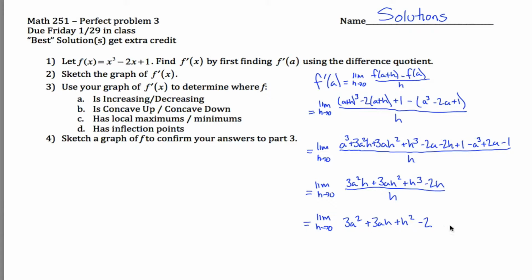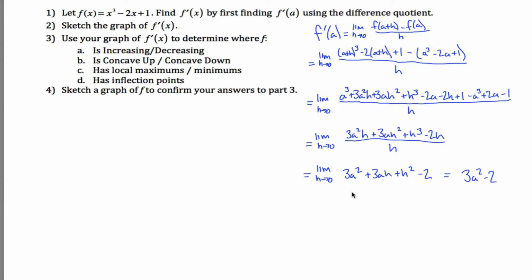Now I can change all the h's into zeros without worrying about dividing by 0. So if you change all your h's into zeros, this term goes away and this term goes away, and what you're left with is 3a squared minus 2. But that's f prime of a, and really we were supposed to figure out f prime of x. So I guess I could say, okay, so f prime of x must be equal to 3x squared minus 2.